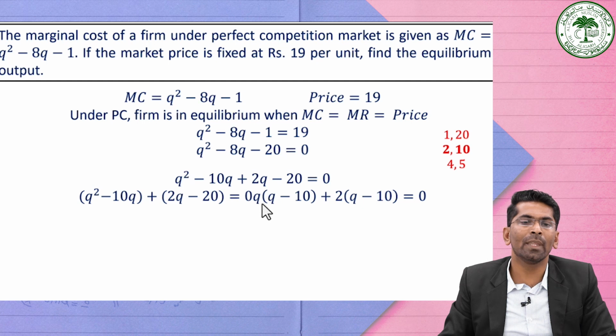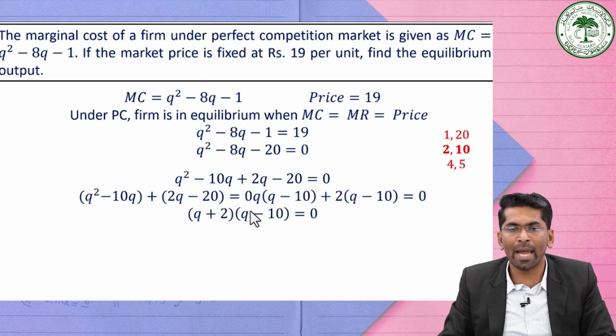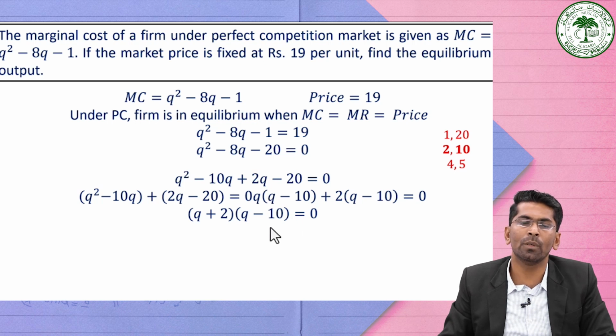Now what is common here? Q is common, so I am taking Q outside. So Q into Q minus 10 plus, what is common here? 2 is common. So it is 2 into Q minus 10, which gives you minus 20, and this is equal to 0. Now Q minus 10 is common, so we consider only one Q minus 10. Then we have Q plus 2. So our factors are Q plus 2 and Q minus 10, which is equal to 0.